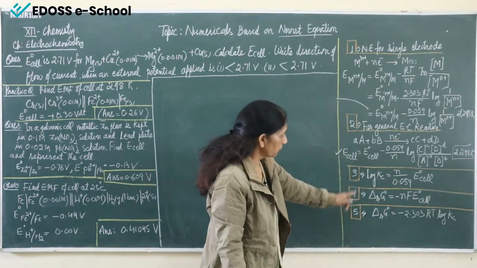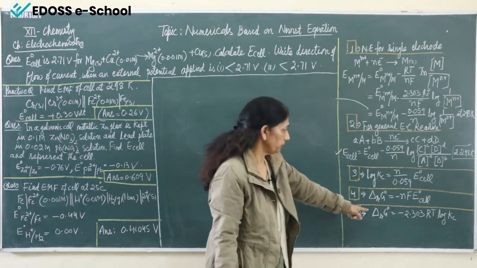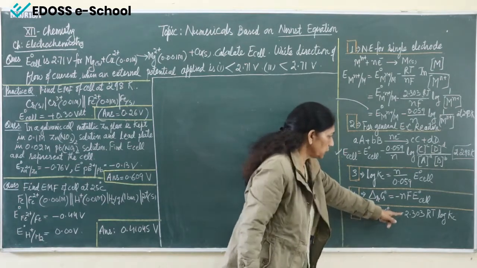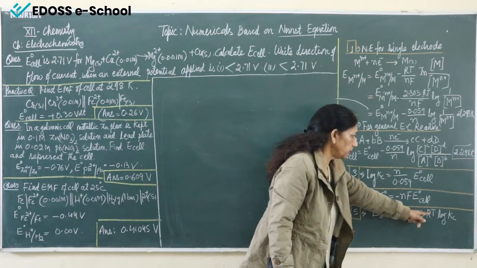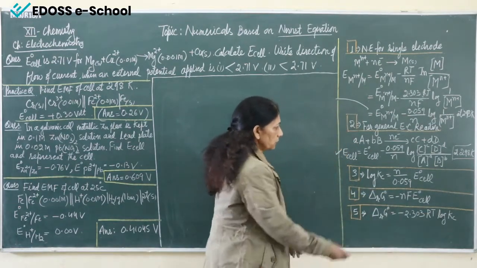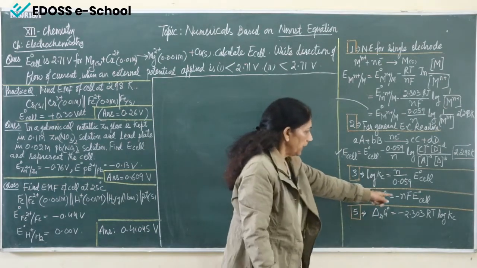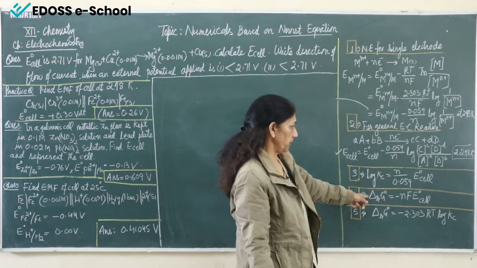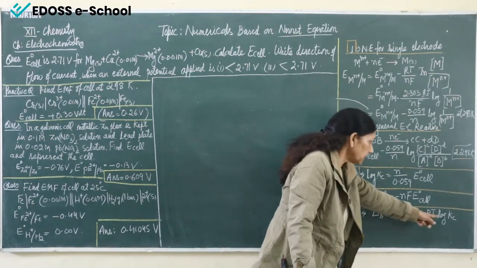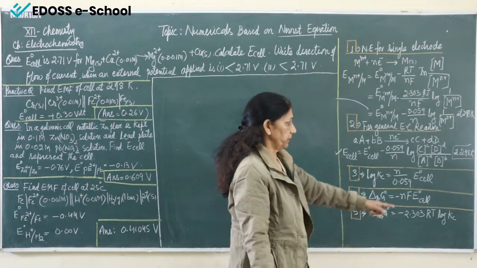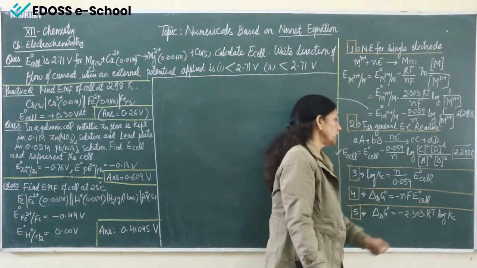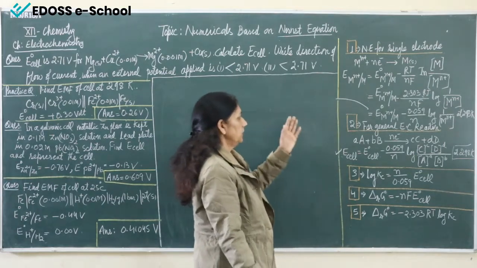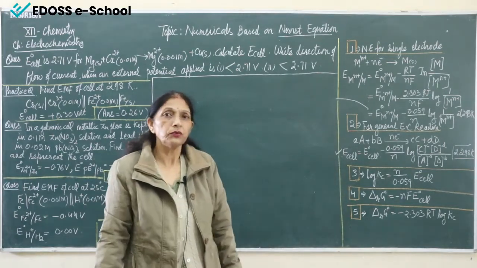And the fifth formula related to the Nernst equation is, in the same way, delta rG naught is equal to minus 2.303 RT log Kc. So if n and E naught of cell are given to you, then you will apply the previous formula. But if log Kc is given to you, that means the equilibrium constant is given, then you will apply this formula. So these are the 5 formulas related to the Nernst equation.